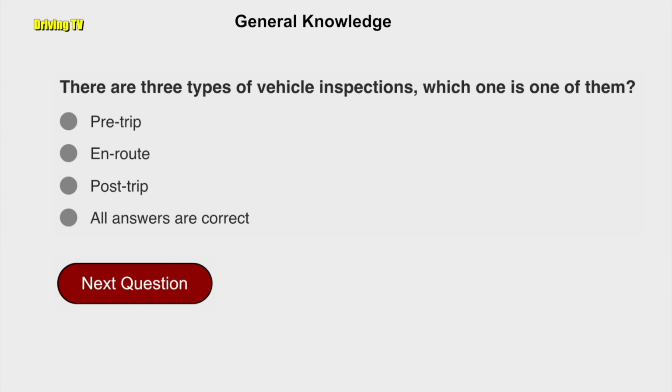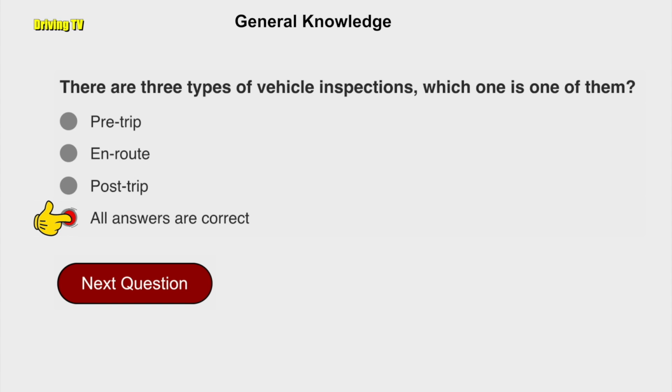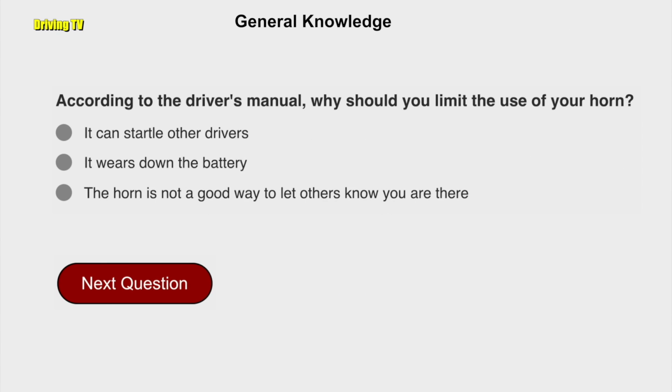There are 3 types of vehicle inspections. Which one is one of them? All answers are correct. Pre-trip, en route, and post-trip. Inspect your cargo after you have driven 50 miles. According to the driver's manual, why should you limit the use of your horn? It can startle other drivers.